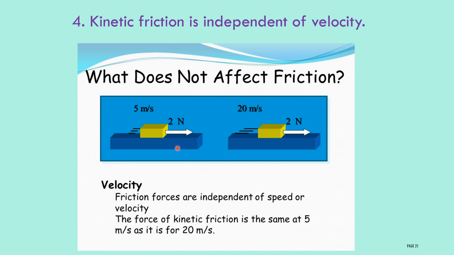In both cases, the kinetic friction will be the same, whether the object is moving with a velocity of 5 meters per second or 20 meters per second. Therefore, frictional force is independent of speed or velocity. Whether the object is moving with higher speed or lower speed, it does not depend on that. It depends upon the mass of the object. The force of kinetic friction is the same at 5 meters per second as it is for 20 meters per second.